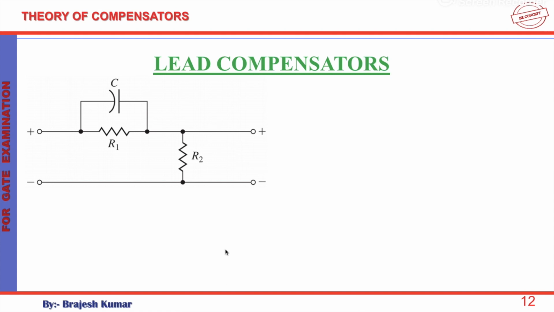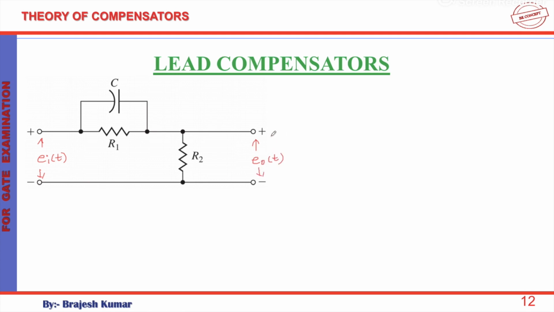The lead network can be realized by an electrical network which is shown here. It will look like this. Now we have this electrical network, and I am claiming that this electrical network will behave like a lead network. So let us try to prove it. Say this is your input signal Ei, which is of course a function of time t, and this is your output signal Eo, also a function of time t.